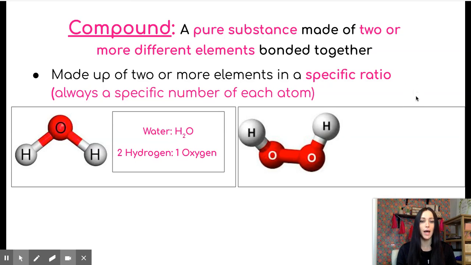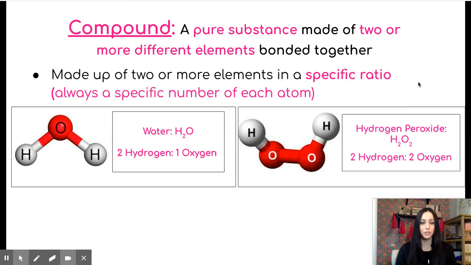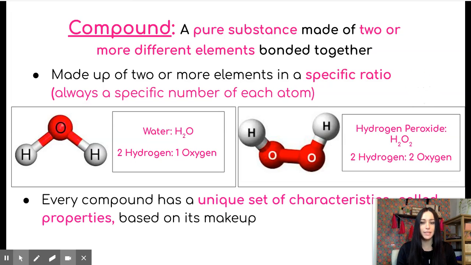Another example is hydrogen peroxide. It looks very similar to water. To be hydrogen peroxide, there are two hydrogens and two oxygens, or a 2-to-2 ratio. If it does not have this specific 2-to-2 ratio, it's not hydrogen peroxide. Based on this makeup or this ratio of its atoms, every single compound has a unique set of characteristics that we call properties. This means that every single compound has a set of characteristics that is different from all other compounds in the universe.